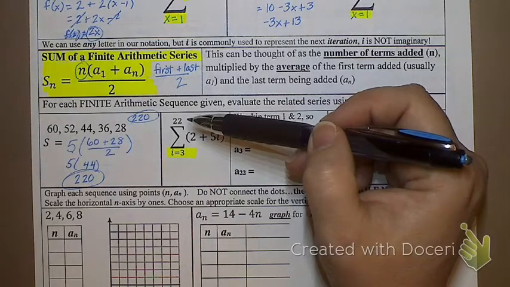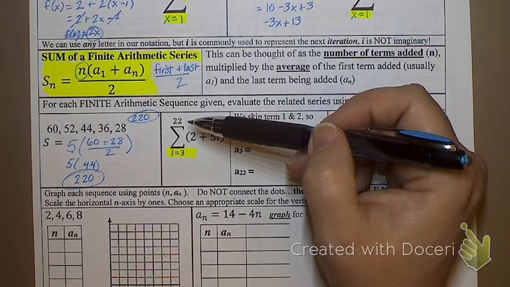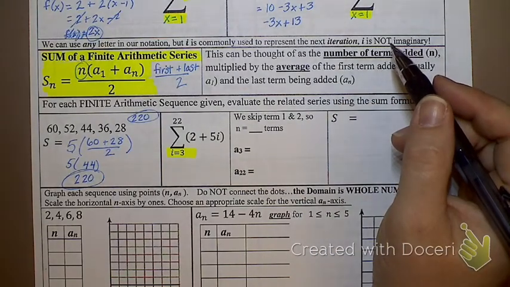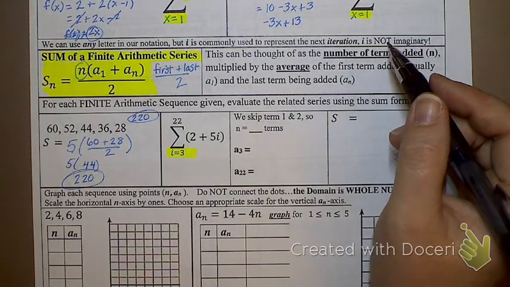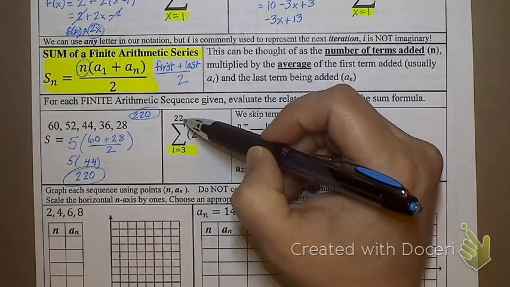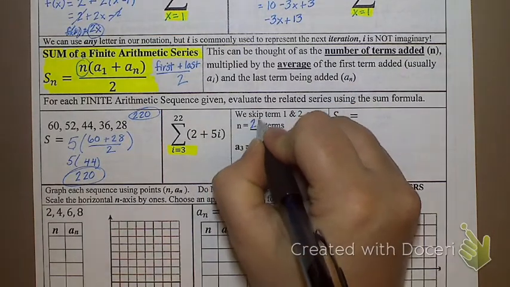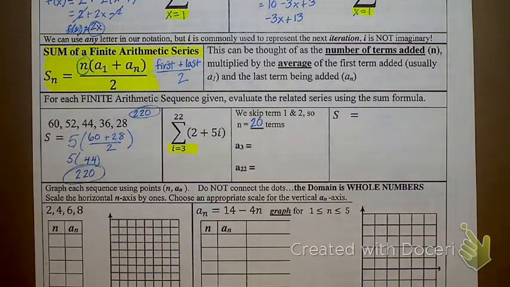In other words, what 2 terms am I skipping? I'm skipping 1 and 2. So how many terms will I actually be adding together? If there were 22 terms total, I'm skipping 1 and 2. I am adding 20 terms.